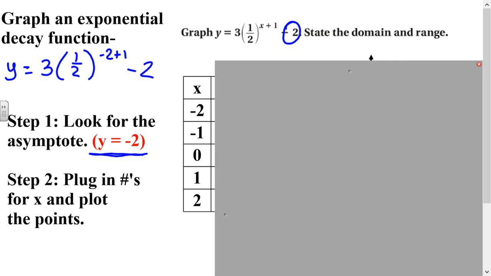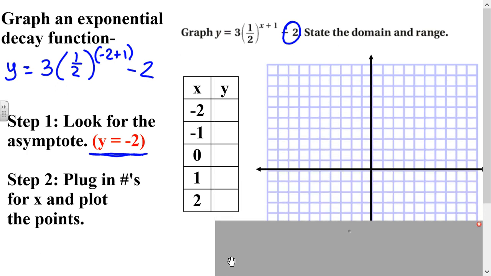Now when you put this in the calculator, you have to make sure that anything that's in the exponent is in parentheses. Otherwise you can just figure that part out in your head. So -2 plus 1 would be -1. So you could also just do 3 parentheses 1/2 parentheses raised to the -1st power and then subtract 2. 1/2 to the -1st power would be +2. 2 times 3 would be 6, and 6 minus 2 would be 4.